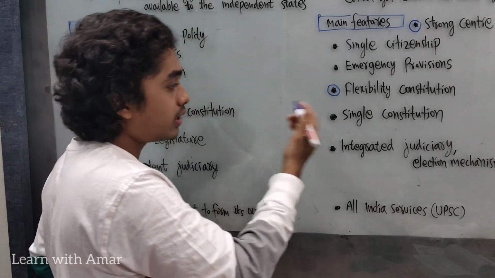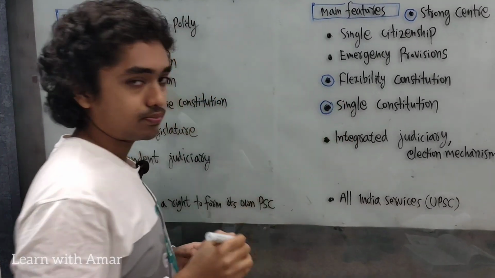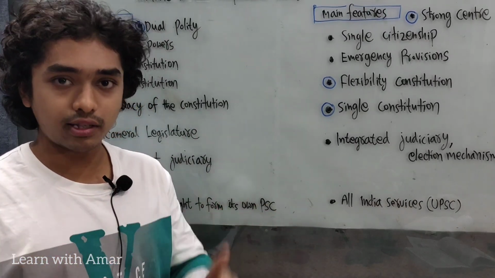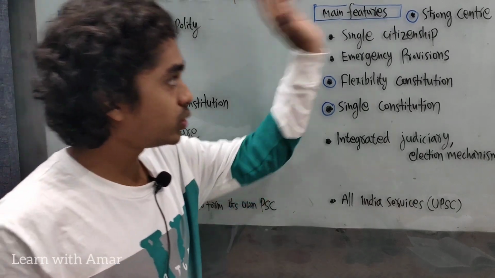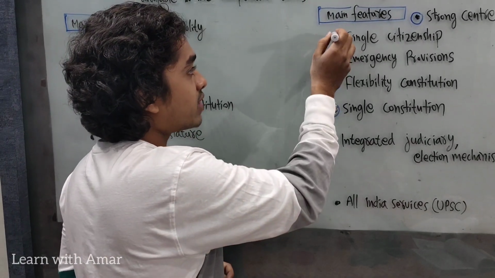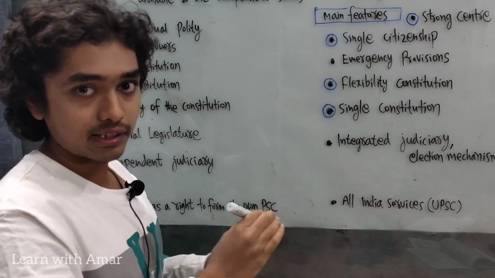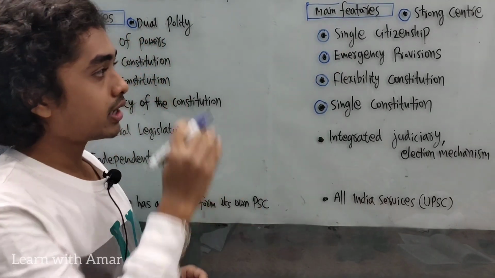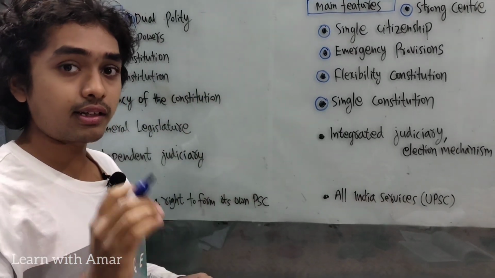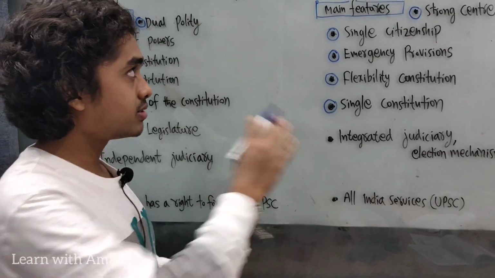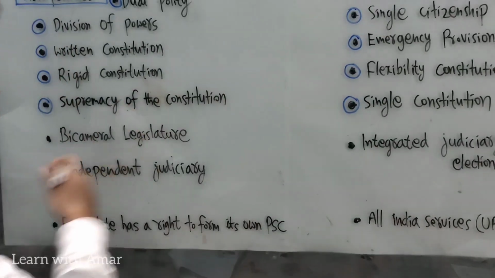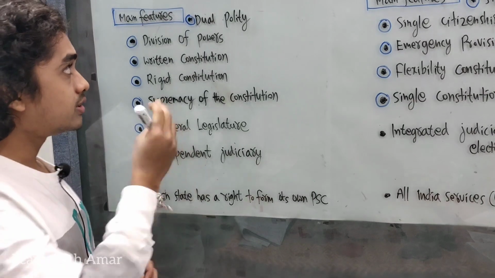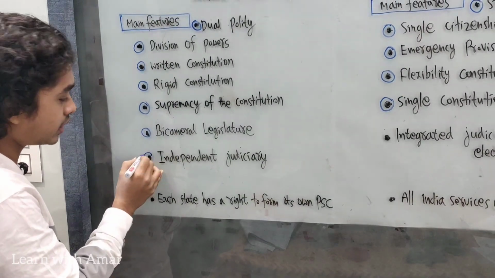Also, our constitution is a single constitution, which means the states do not have their own separate constitutions. All India has a single constitution and abides by it. This is a feature of the unitary system. Also, we have a single citizenship, which means all of us are Indians and we do not have a citizenship of the state. And emergency provisions, which means under emergency conditions imposed by the center, the center has all the power and the states do not have power. This is a feature of the unitary system. Coming here, we have a bicameral legislature, which means we have two houses, the Lok Sabha and the Rajya Sabha. This is a feature of the federal system.